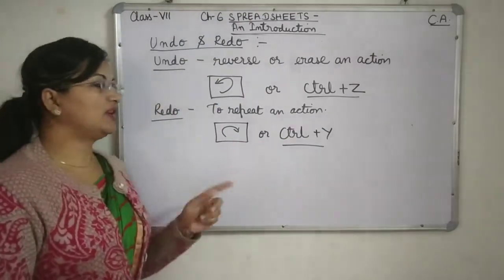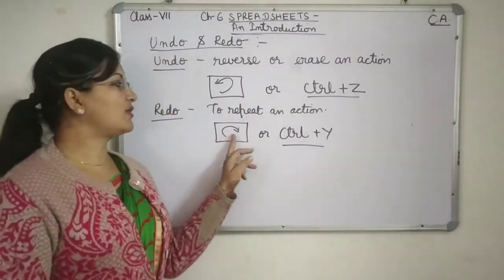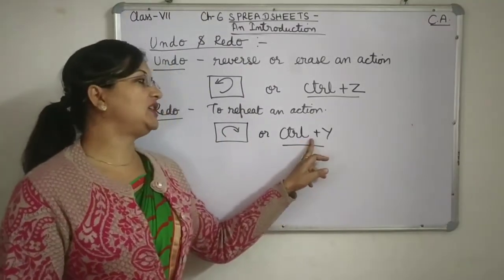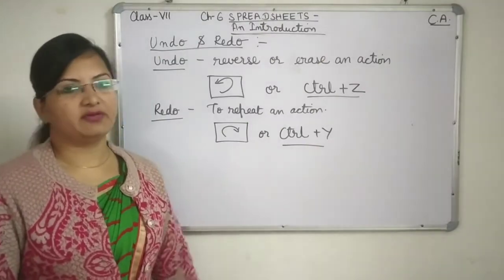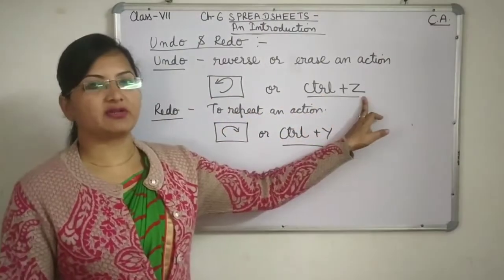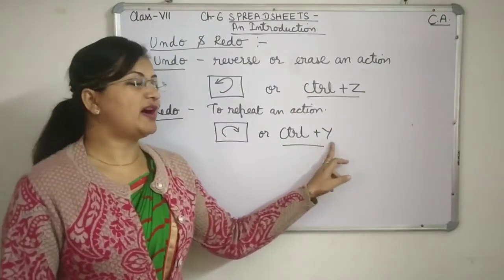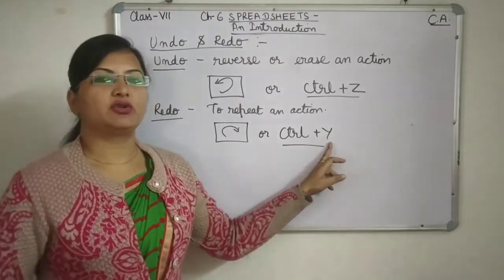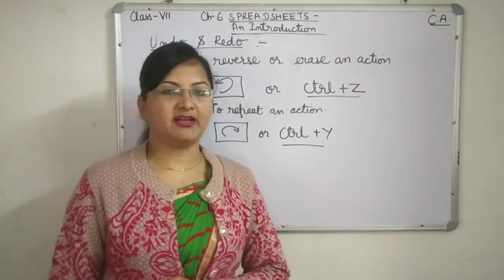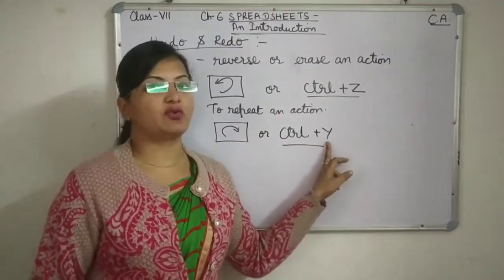Got it? So whatever you erased, if you want to repeat the action, then you can click on this button. This is the redo button. Or you can also use the shortcut key Ctrl Y for redo. Okay? So this is the button for undo and Ctrl Z for undo. This is the button for redo and Ctrl Y you can press from the keyboard to repeat the action that you have just now erased. So the shortcut key for redo is Ctrl Y.